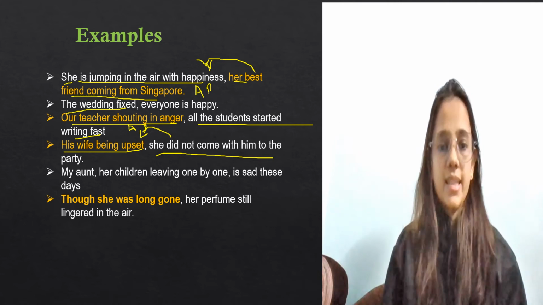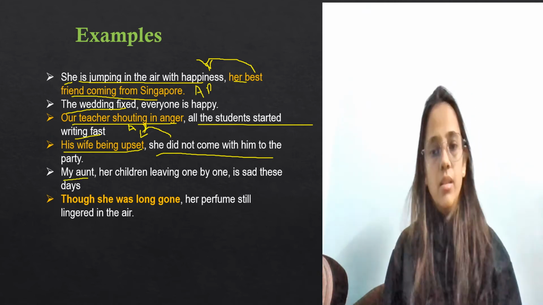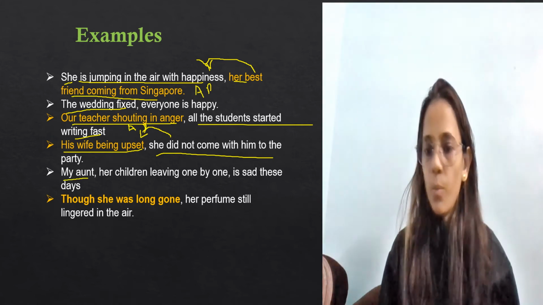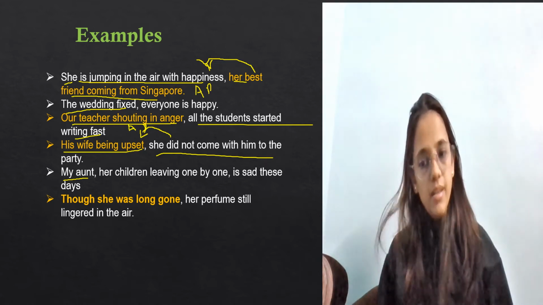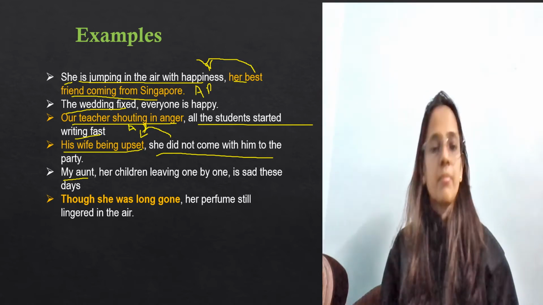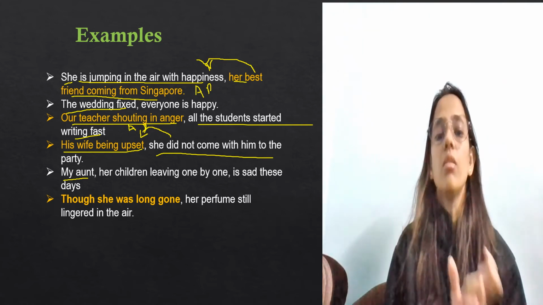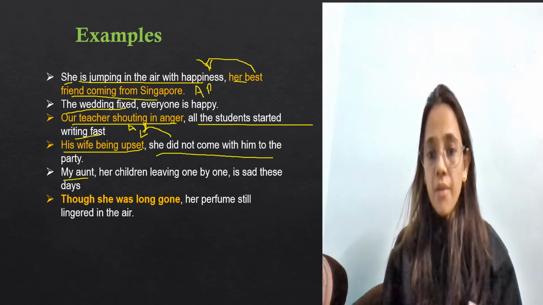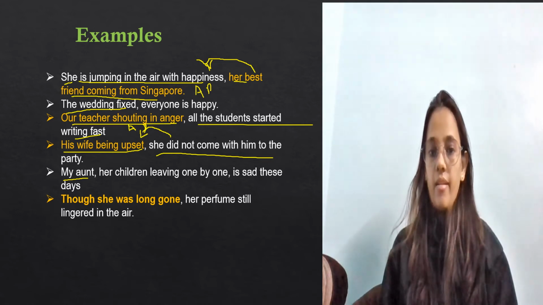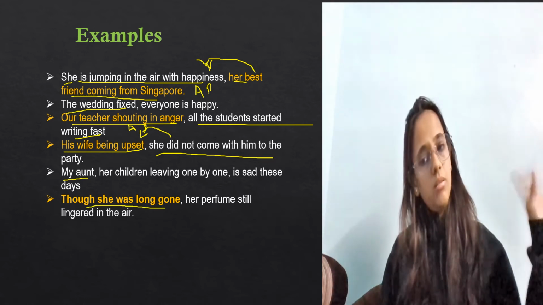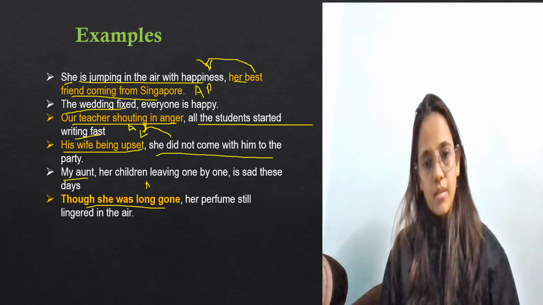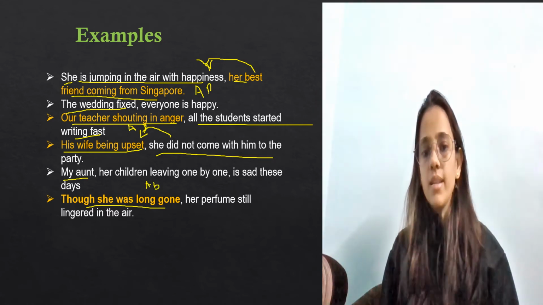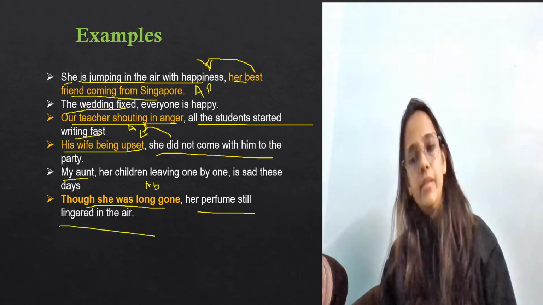Okay, next. Her children leaving one by one is sad these days. Modifying again a main clause. Though she was long gone, her perfume still lingered in the air. So this is what phrase? Absolute phrase. And what is the main clause? Her perfume still lingered in the air.